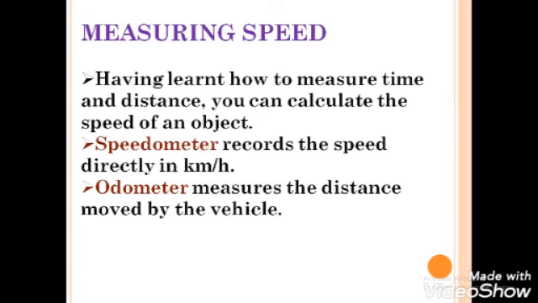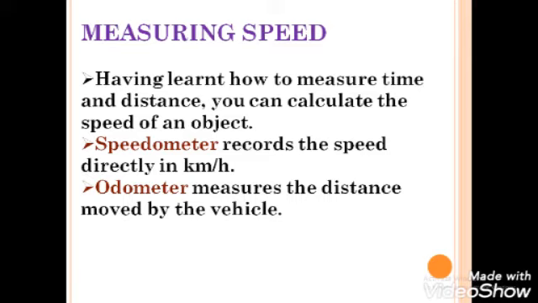Next one, measuring speed. How do we measure speed? Having learned how to measure time and distance, you can calculate the speed of an object. Let us find out the speed of an object. You may now like to compare your speed of walking or cycling with that of your friends. You might have seen a meter fitted on top of a scooter or a motorcycle. Similarly, meters can be seen on the dashboards of cars, buses and other vehicles.